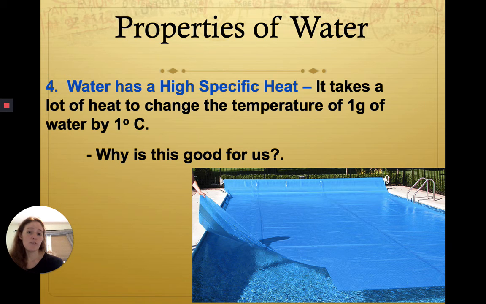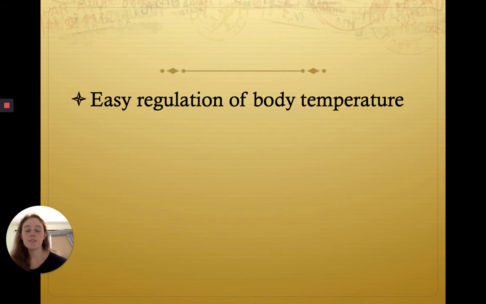This is really good for us because we're made mostly of water. And if we didn't have that high specific heat and we went outside on a 90-degree day, we'd probably sweat out all of our water and we'd be extremely dehydrated. But because it takes water so long to warm up, we get a little extra time before we start sweating to death. So it's easy regulation of body temperature for us.